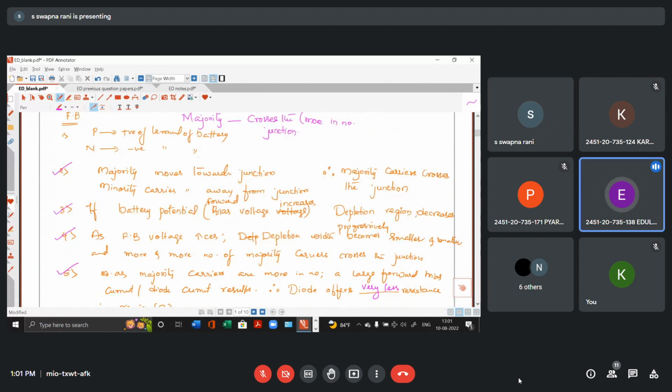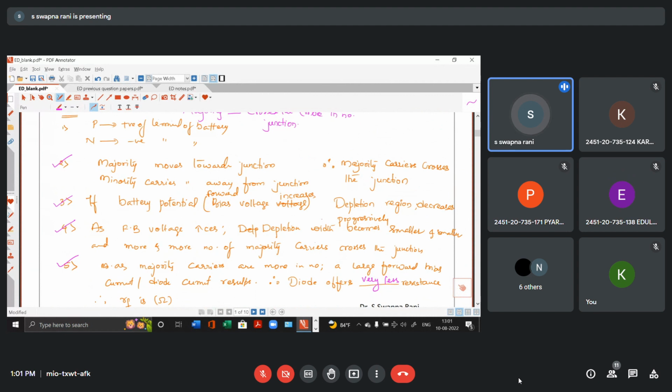Majority moves away from the junction. Minority moves towards the junction. So which charge carriers will be crossing the junction? Minority. If reverse bias voltage increases, depletion width increases.